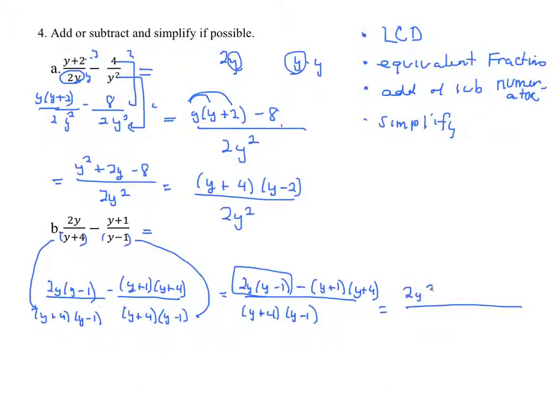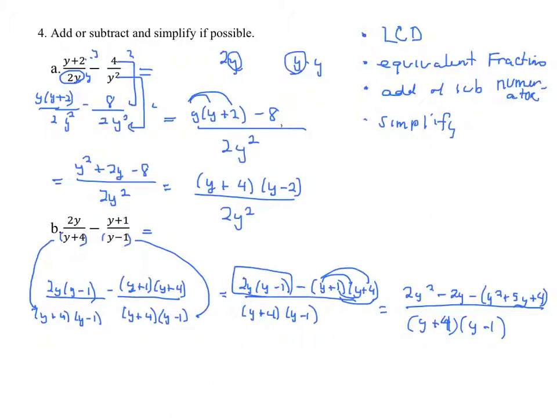2y squared minus 2y. And we have to take away y squared. What am I doing? I'm FOILing, you guys. All right? Y squared. And after I FOIL and combine like terms, I'll get that. Okay? You can try that. And the denominator, just leave it the same.